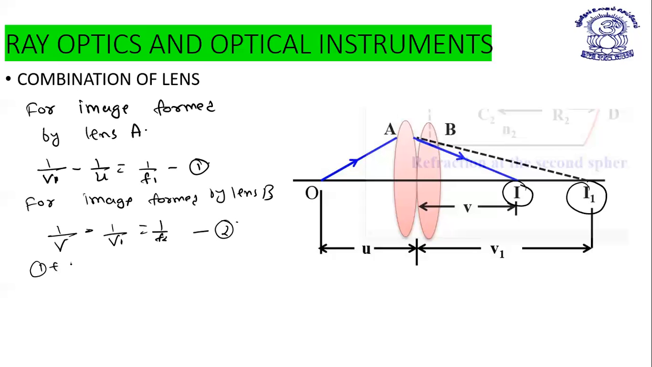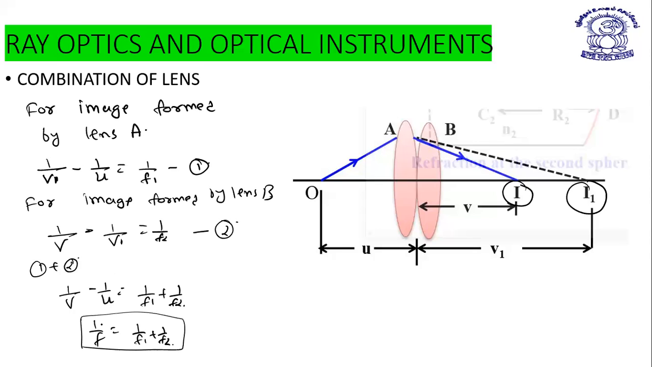Now adding these two equations, we will get 1 upon v minus 1 upon u is equal to 1 upon f1 plus 1 upon f2. But 1 upon v minus 1 upon u can be written as 1 upon f, so 1 upon f is equal to 1 upon f1 plus 1 upon f2. If two lenses are placed in contact with each other, then the equivalent focal length is given by this formula. 1 upon f is the power of equivalent lens, that can be written as P1 plus P2.